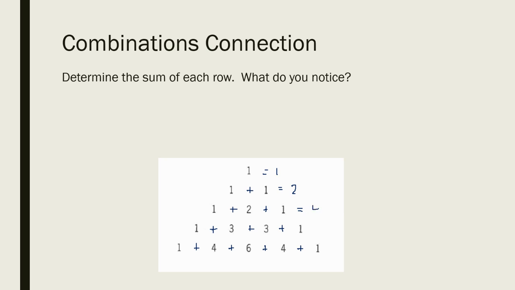1 plus 2 plus 1 is 4. 1 plus 3 plus 3 plus 1 is 8. There's a distinct pattern there. Those are powers of 2. 1 plus 4 plus 6 plus 4 plus 1 is 16. And that's another neat property too, that the rows in Pascal's triangle actually add to powers of 2.